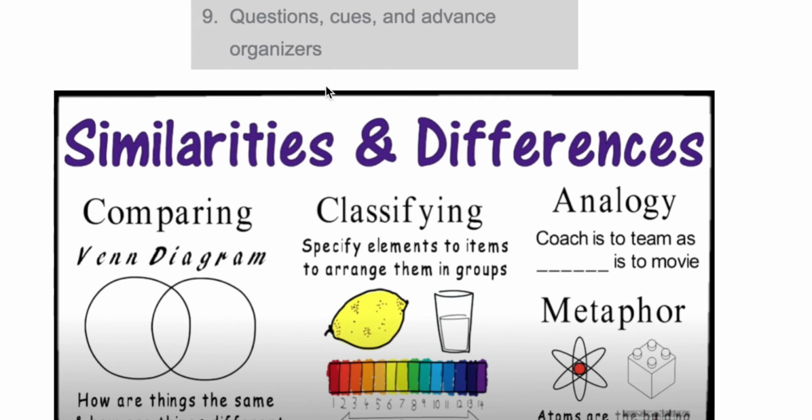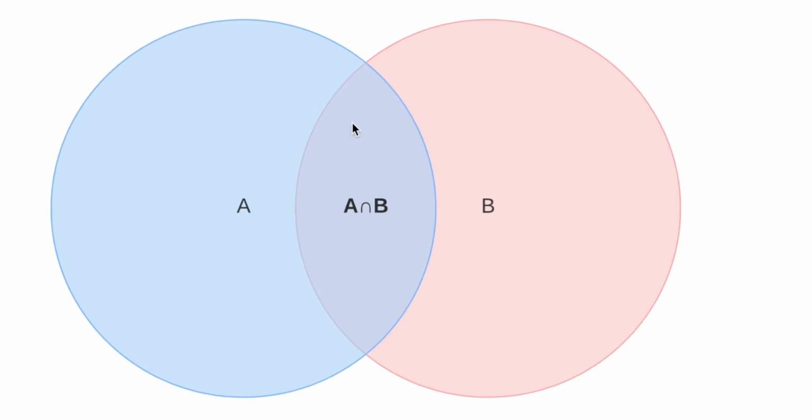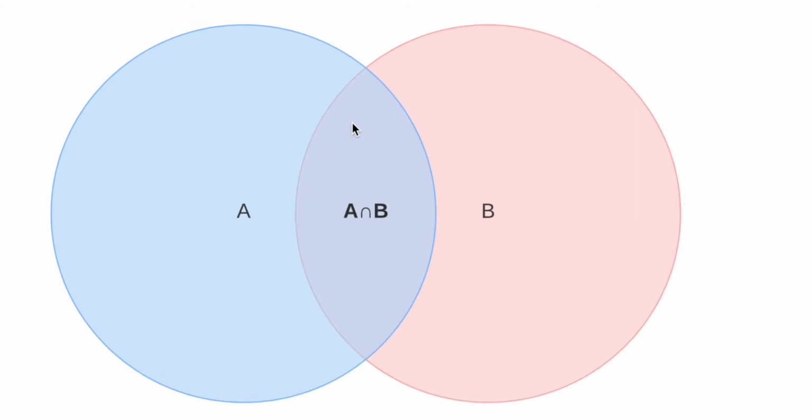So we will begin now with comparing. In this case, we will be using the Venn diagram. So when is this useful? This is useful if we want to differentiate and compare the similarities of 2 or 3 objects or subjects.